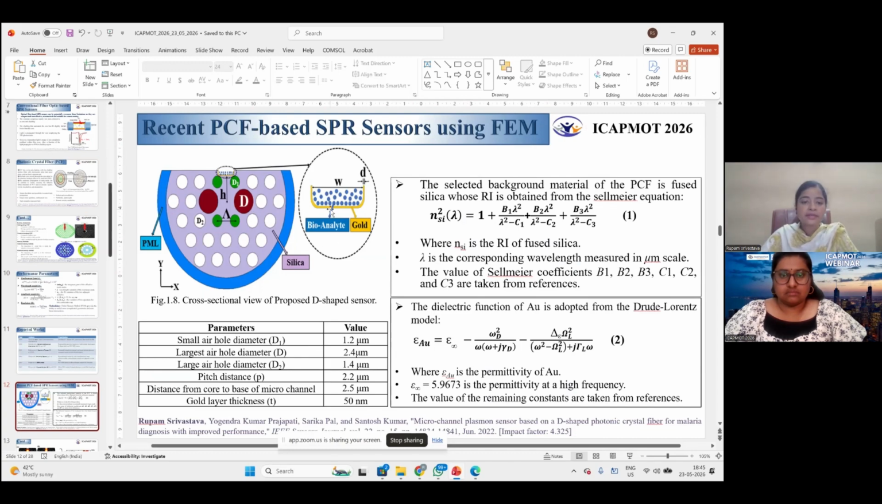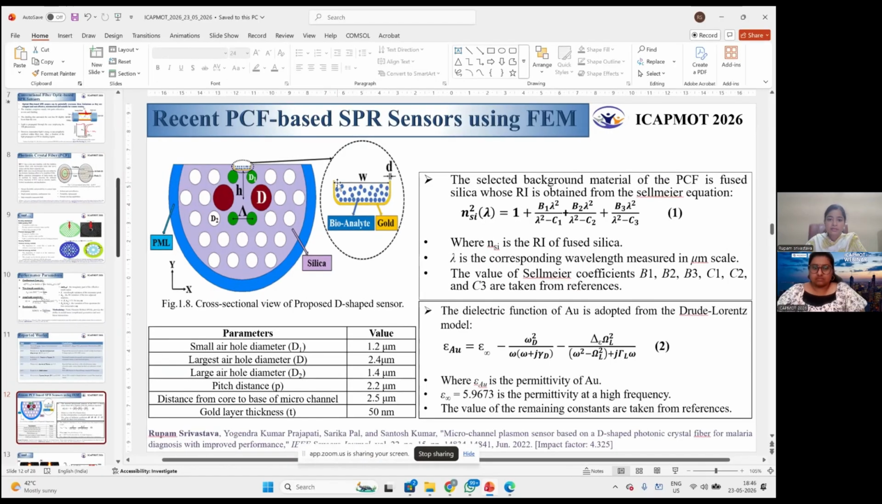In this structure, a D-shaped optical fiber, or a D-shaped photonic crystal fiber sensor, has been taken, in which gold is utilized as a plasmonic material. Different colors indicate different types of air holes, and there are three types of air holes: white, red, and green. These air holes have different diameters. These air holes are optimized in order to achieve the optimum sensing parameters. The values are also given in the table.